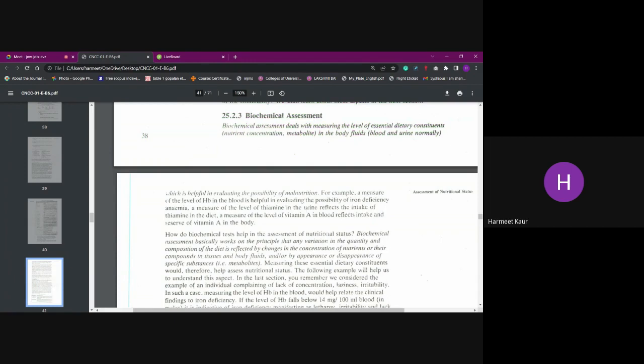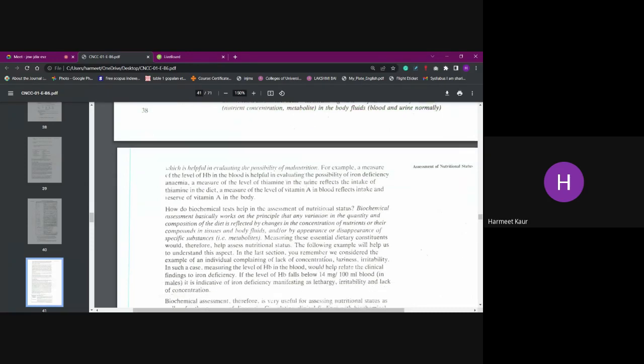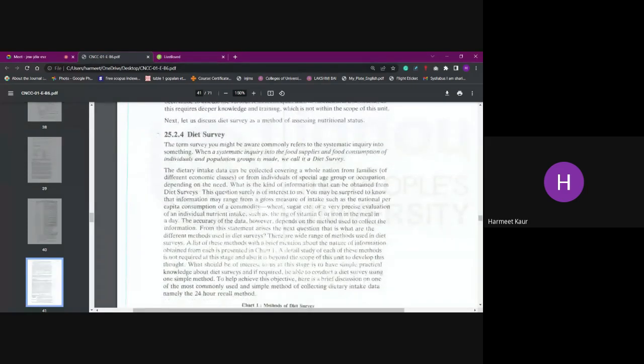Biochemical tests, though they are the most accurate, have the problem that they are expensive. A simple test might cost me money. So this is the problem with biochemical assessment. Then the last is what?